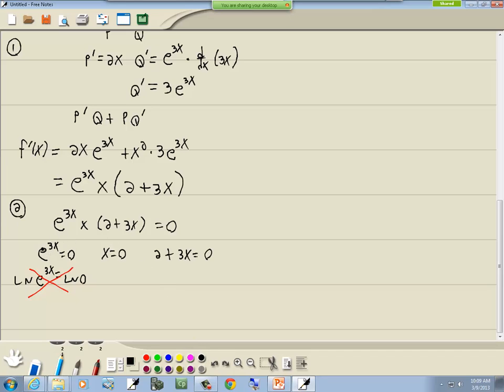Actually, when you have a number, and e is just a number, if you put it in your calculator, 2.7, bunch of decimal places. If you have a number to a power equal to 0, that's never going to be equal to 0. Well, this one's already solved for x, so we're good there. On this one, I'll take the 2 over, becomes a negative 2, then divide both sides by 3, and we get negative 2/3. So those are our two critical numbers.